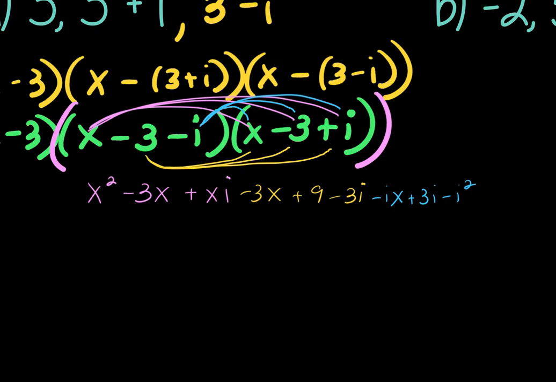Now, if you've done it correctly, everything that has an i should go away. So a positive xi and a negative ix cancel each other out. A negative 3i and a positive 3i cancel each other out. And negative i squared becomes minus a negative 1, which becomes plus 1.